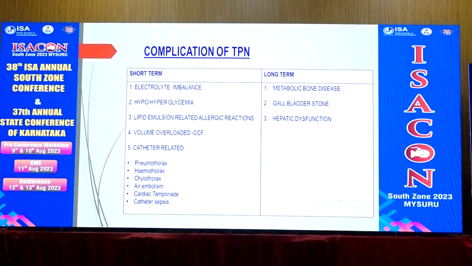Complications of total parenteral nutrition, short term and long term. Short term: electrolyte imbalance, hypo and hyperglycemia, allergic reactions related to lipid emulsions, volume overload in congestive cardiac failure, catheter-related complications like pneumothorax, hemothorax, chylothorax and cardiac tamponade, and sepsis. Long term: metabolic bone disease, gallbladder lithiasis, and hepatic dysfunction are the main complications of total parenteral nutrition.